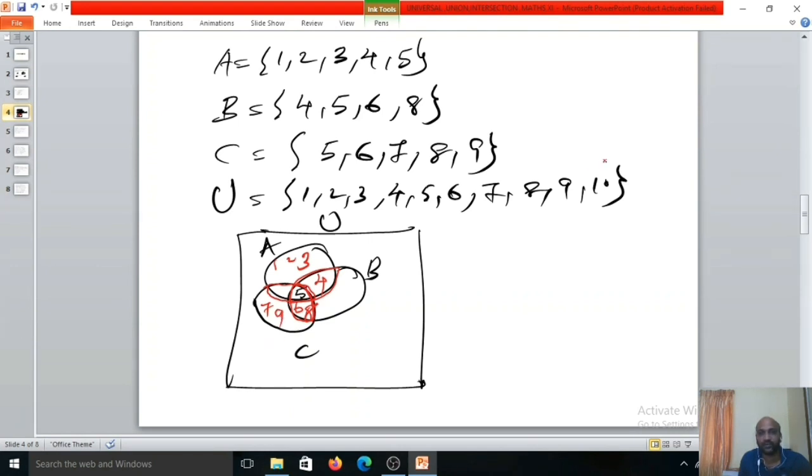Then one element, that is 10, is not there in any of A, B, C. So 10 you have to write outside. So in this way you have to fill elements of A, B, C and U by using Venn diagram.